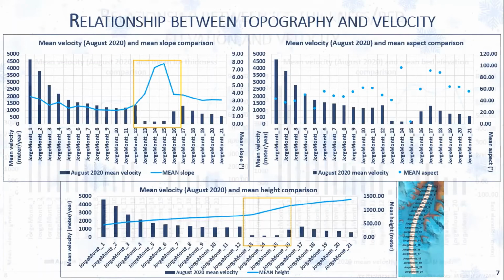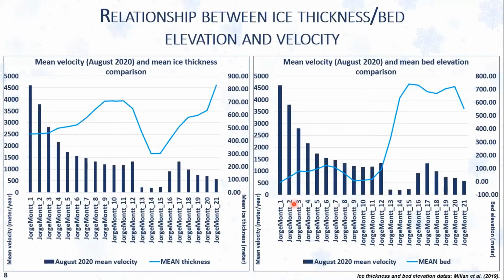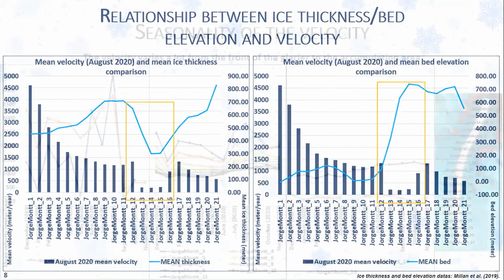I also have ice thickness and bed elevation data for the sampled areas, which are based on gravity data and radar measurements. So I compared the mean velocity and the mean ice thickness. And here we can also see something interesting: at this slow moving area of the glacier, the mean ice thickness is decreasing really fast. And also at this slow moving area, we see that the mean bed elevation is increasing really fast. So it is really interesting.